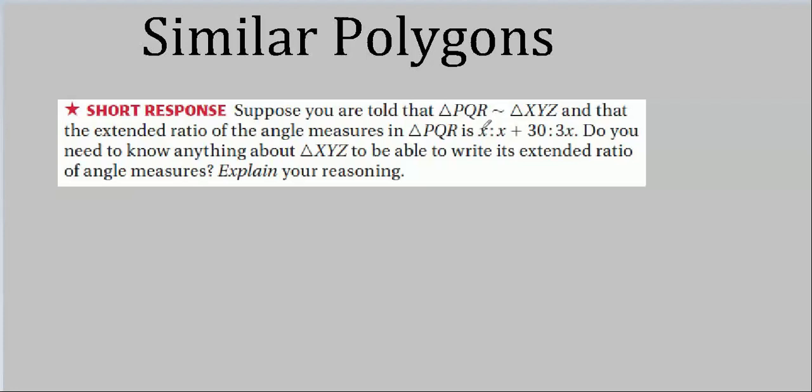So, we're given the ratio of the angles inside this triangle, and they want to know if you need any more information to figure out the ratio of the angles inside this other similar triangle. And the answer, of course, is no, because the corresponding angles in similar polygons are all congruent. So whatever's true about the angles in one is going to be true about the angles in the other. Pretty simple. You just needed to recognize the definition of similar.